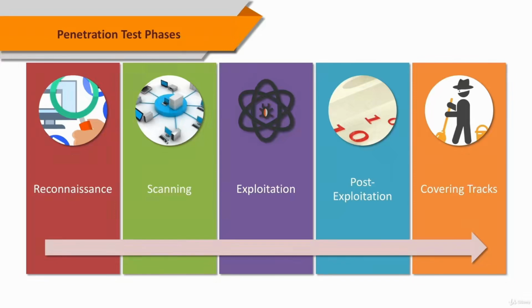And the final phase, covering tracks, means simply that the attacker must take the steps necessary to remove all semblance of detection. Any changes that were made, authorizations that were escalated, etc., all must return to a state of non-recognition by the host network's administrators.